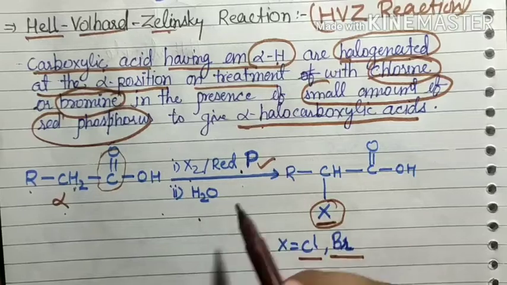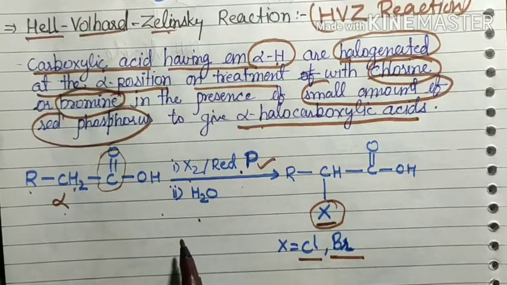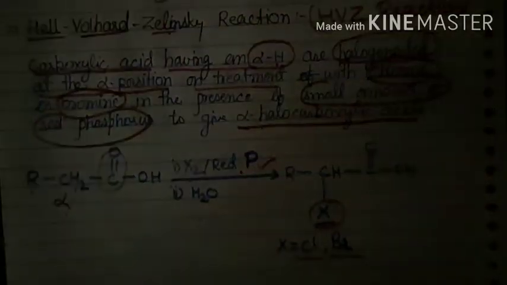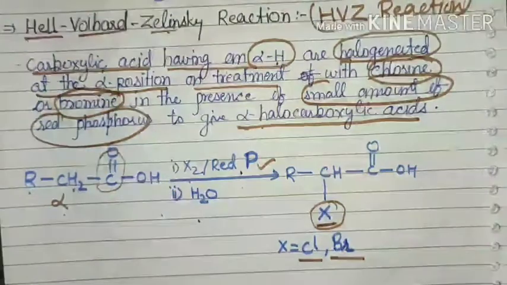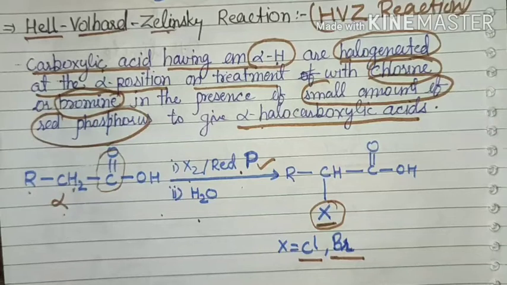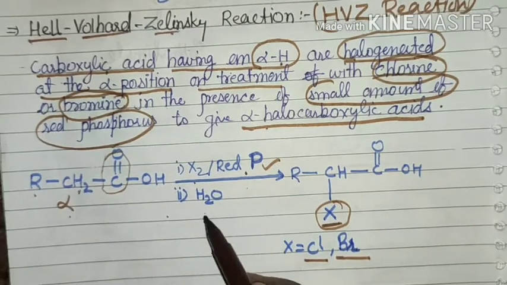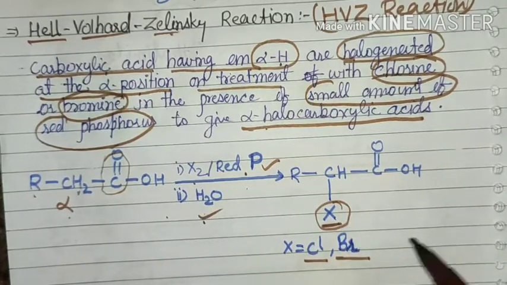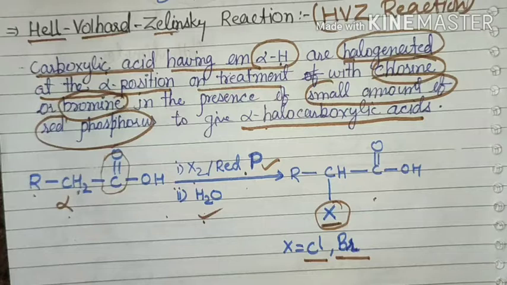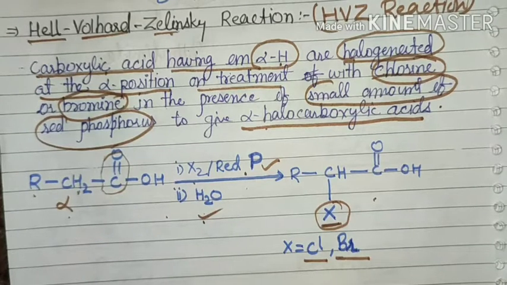So red phosphorus with X2. Red phosphorus with X2, and then in the very second step the water, it gives the alpha halogenated carboxylic acid, that is the substitution at the alpha position.